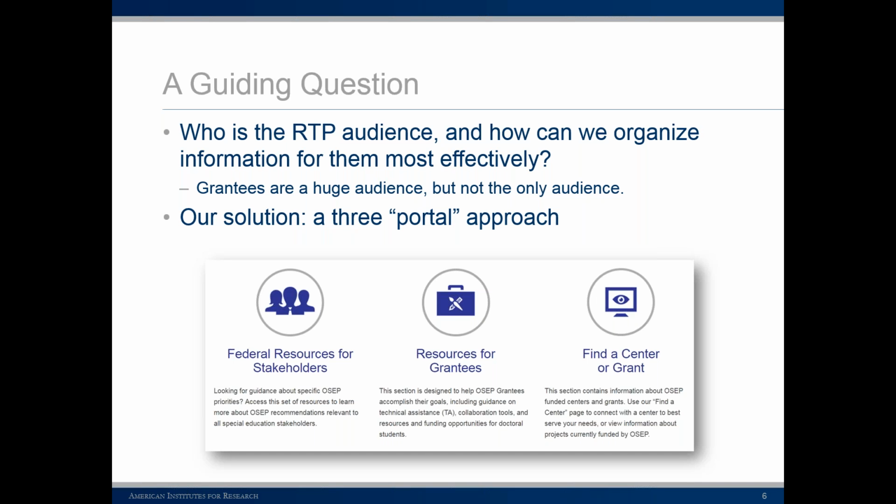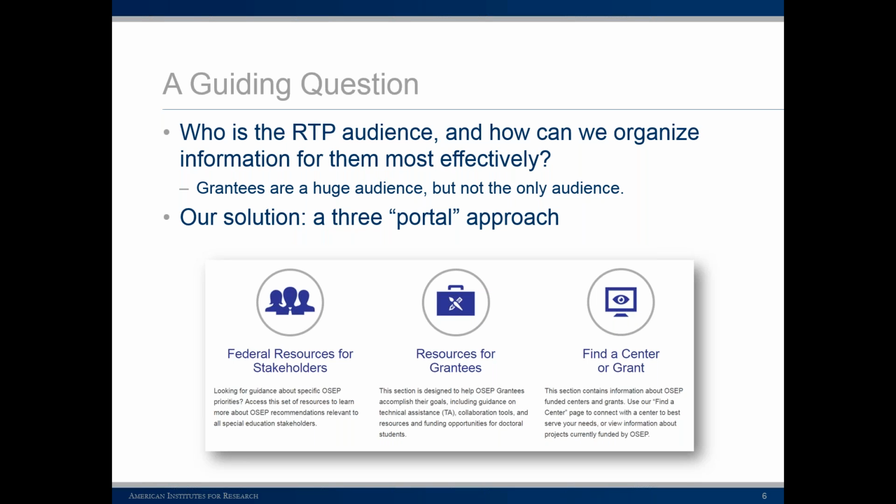As you know, grantees are a huge part of that audience, but they're not the only audience. So the solution we came up with, and I think it works very well for the site, is a three-portal approach. And you'll be seeing this over and over throughout the website as we walk through it together. Those three portals are federal resources for stakeholders, resources for grantees, and the Find a Center or Grant portal of the site.